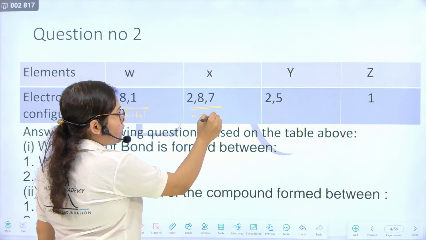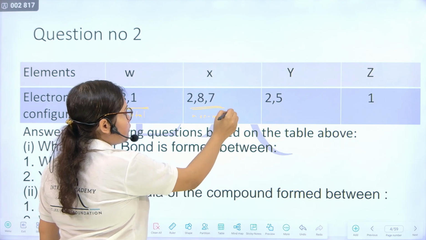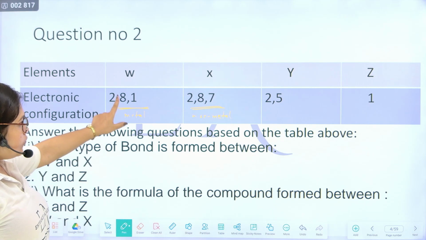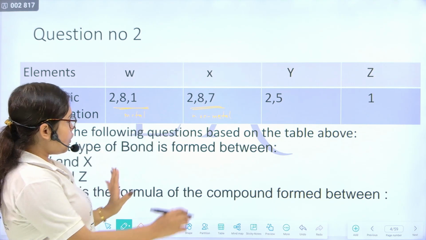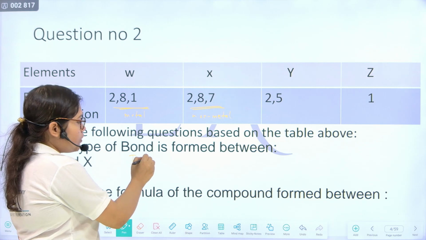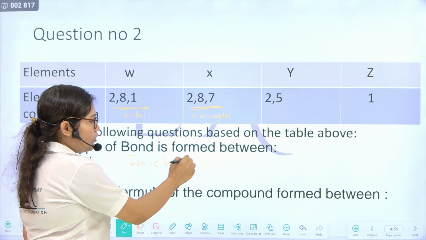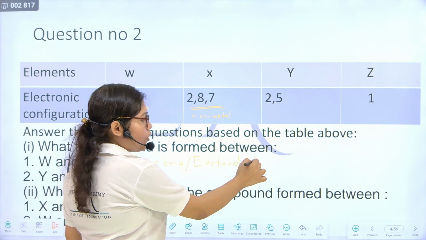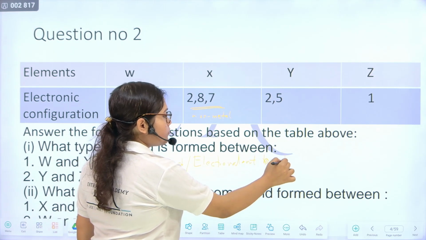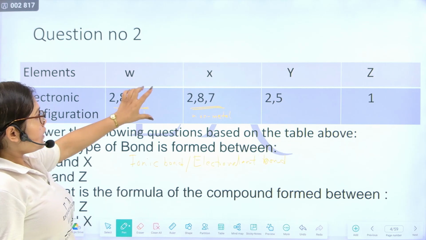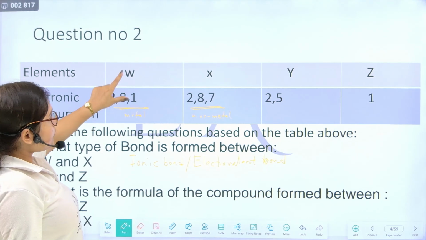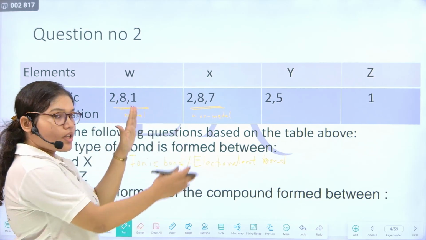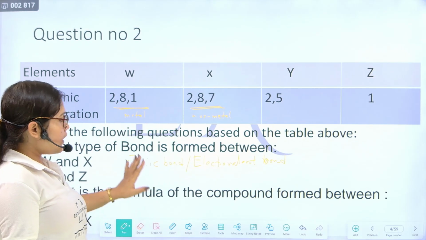And X is a non-metal. Now, what type of bond is formed between W and X? W is a metal and X is a non-metal. So the bond is clearly ionic bond or electrovalent bond. It is clear from the electronic configuration that W is a metal and X is a non-metal. For a metal and a non-metal, there is a transfer of electrons and the bond is electrovalent or ionic.